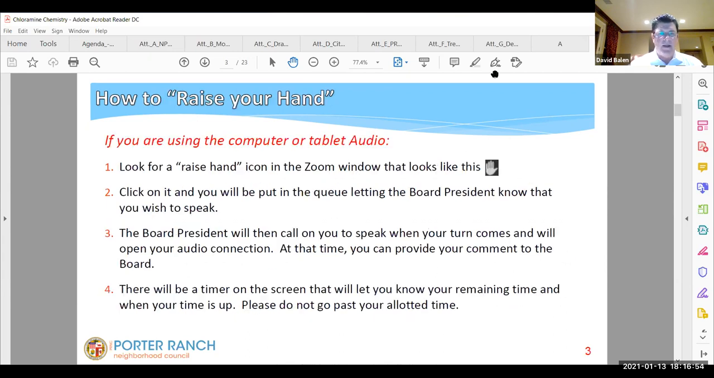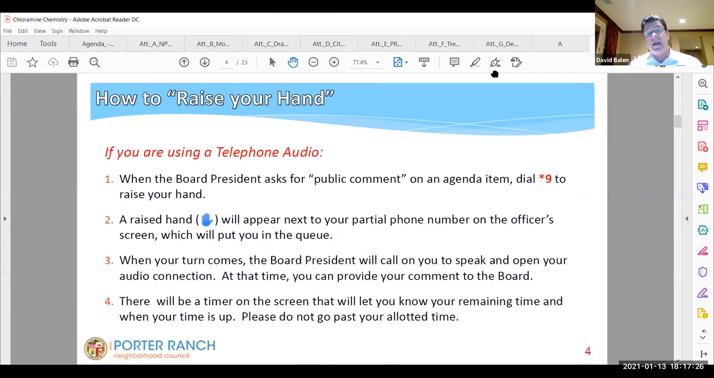Use the computer controls or phone controls to raise your hand, which will let the board president know that you wish to provide comment. How to raise your hand: if you're using a computer or a tablet, look for a raise hand icon in the Zoom window. Click on it and you will be put in the queue. The board president will then call on you to speak when your turn comes and will open the audio connection. At that time, you can provide your comment to the board. There will be a timer on the screen that will let you know your remaining time and when your time is up. Please do not go past your allotted time.